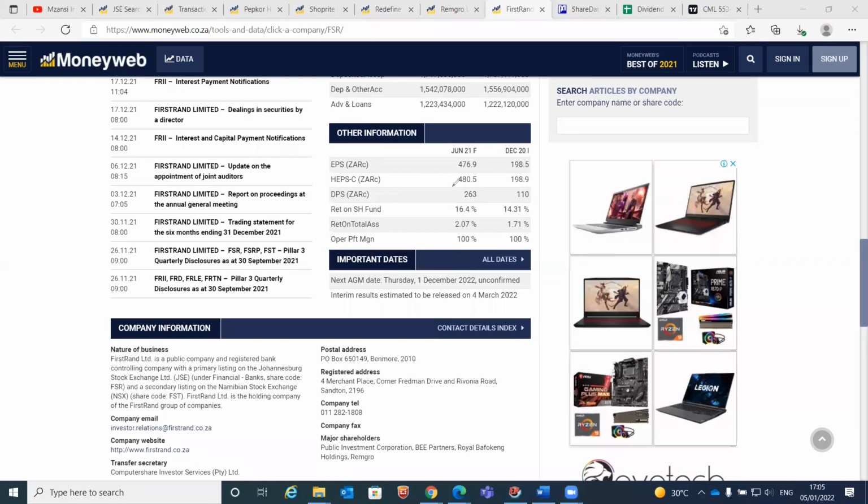Once I have the stock, what I want to see here is that on the latest set of results, the earnings per share increased compared to the previous reporting period. And then I'm not sure if this is dividends per share. I hope it's dividends per share, because the previous period it was R1.10, and now it's R2.63. Whatever that means, but you can find that piece of information on that website.